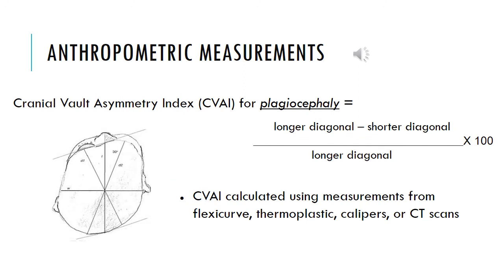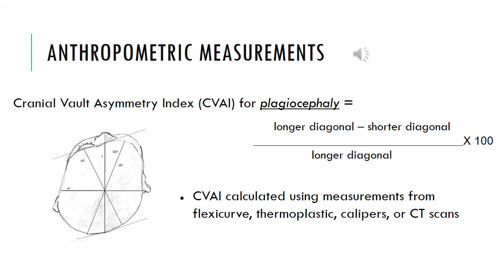Although for our purposes in this course, you're not going to be asked to calculate the cranial vault asymmetry index, it is a good idea to have an awareness of how you could go about calculating this when looking to examine children with plagiocephaly, and then using that information moving forward to make recommendations for intervention based on level of severity. So you can gather the data from any of the measurements we've previously talked about, the flexicurve, the thermoplastic strategy, the calipers, or even CT scans.